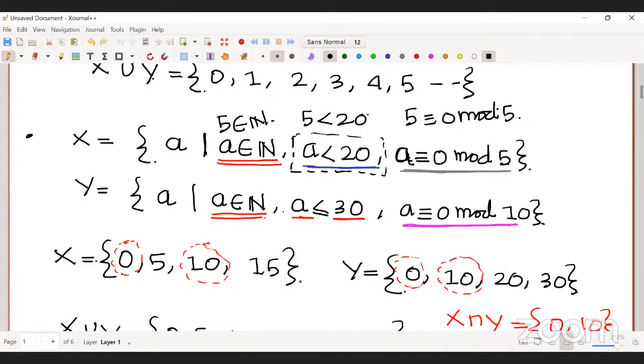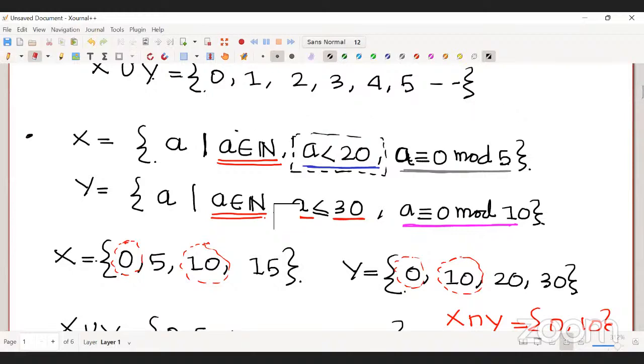Okay, I understood, sir. So again you can easily say that 6 is not an element of X, right? Yes, sir. Then 7 also is not an element of X, and you can start checking with 10. 10 is a natural number, right? Yes, sir. 10 is less than 20.